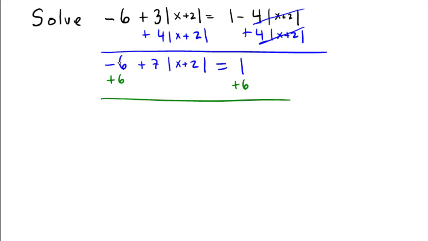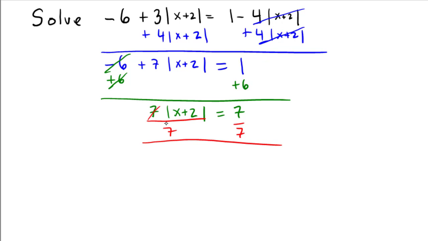So after doing this, we now have cancellation here, so 7 times the absolute value of x plus 2 equals 7. Okay, really close now. To get that absolute value by itself, let's divide both sides by 7. So now we have this cancellation, and the absolute value of x plus 2 is equal to the number 1.